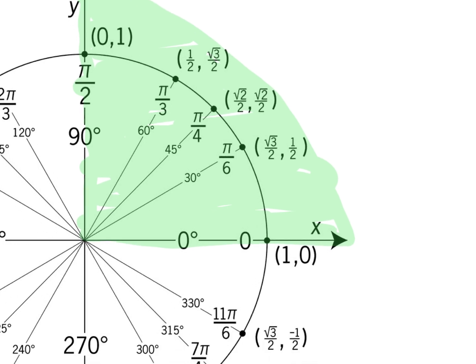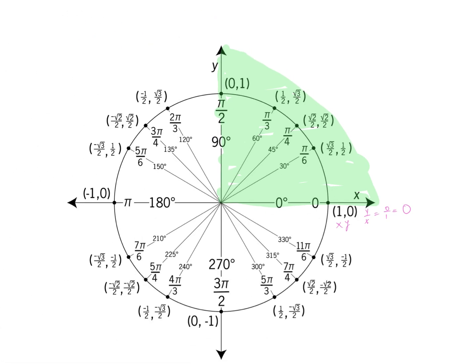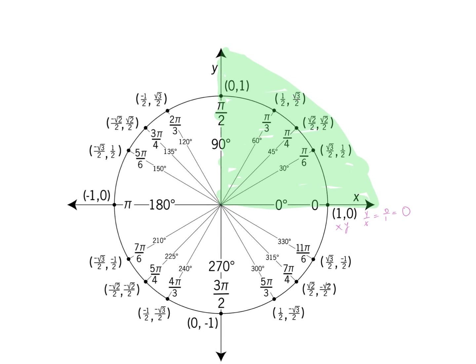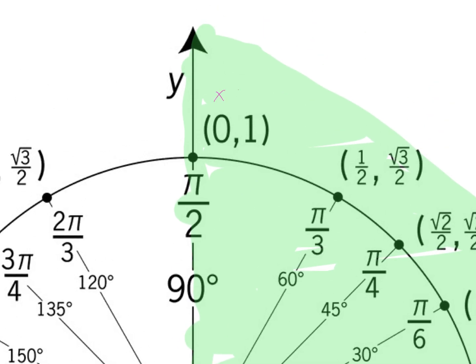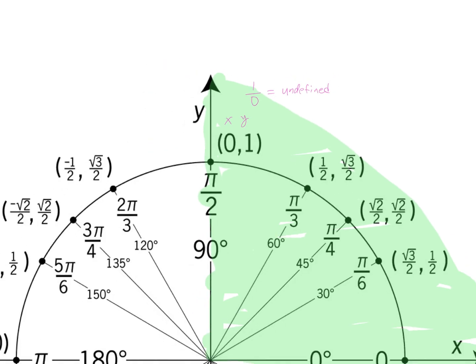What is the tangent when x is 1 and y is 0? Tangent is y over x, right? So 0 over 1, which is 0. So what is the tangent, guys, at pi? 0. It's the same thing. So let's go up to pi over 2. If I take my y value and put it over x, my y value over x is what? Undefined. So at pi over 2, my tangent is undefined.